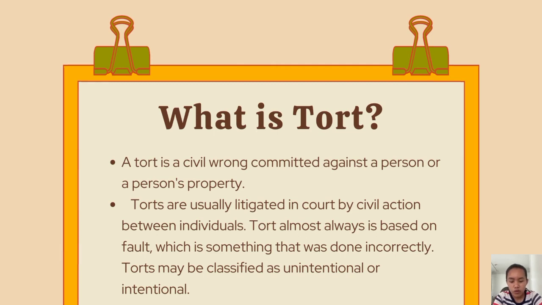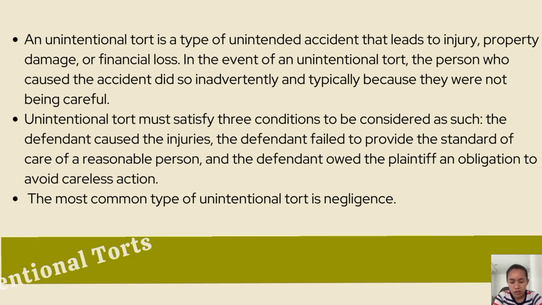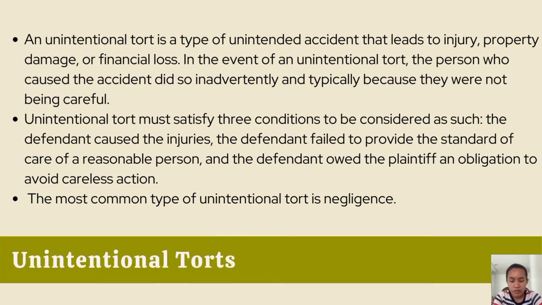So let's go for unintentional torts, which is assigned to me. An unintentional tort is a type of unintended accident that leads to injury, property damage, or financial loss. In the event of an unintentional tort, the person who caused the accident did so inadvertently and typically because they were not being careful. An unintentional tort must satisfy three conditions to be considered as such.